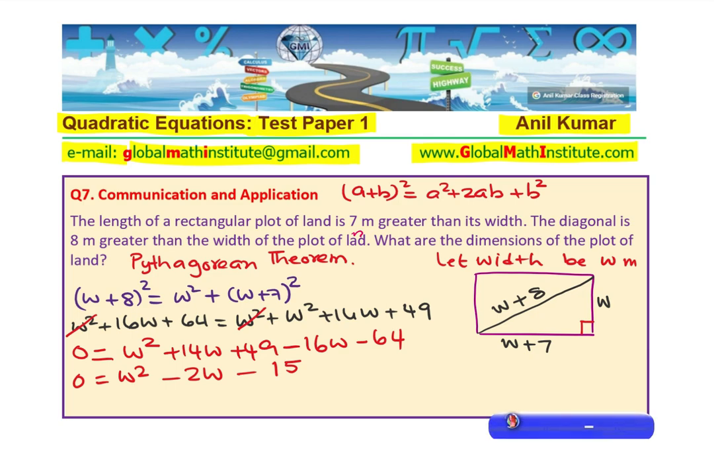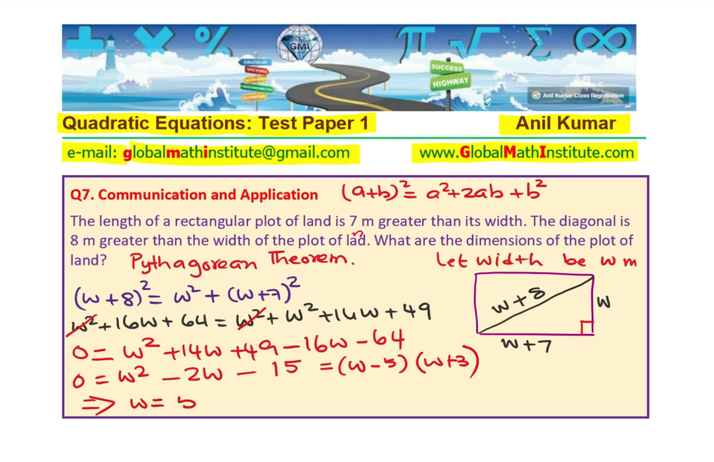Now this can be factored. Product being 5 times 3, greater number negative, right? So we get W minus 5 and W plus 3, correct? Now if this factor is 0, it implies that W is equal to 5, right? You should remember that this is the only solution since W has to be greater than 0. It cannot be negative 3.